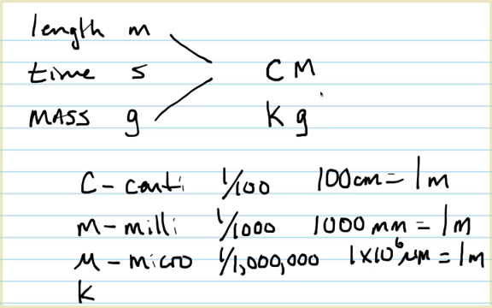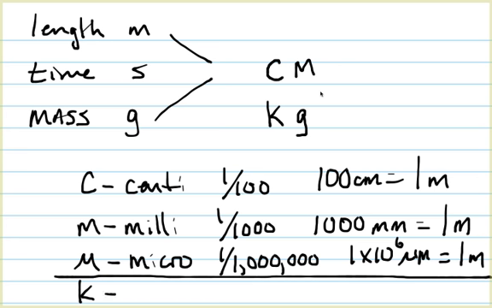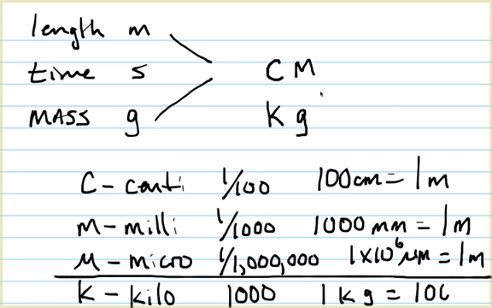Now kilo is the only one of this group that is going to make the unit bigger. If I put the prefix of kilo, that means 1,000. So 1 kilogram would equal 1,000 grams. So you see that centi, milli, and micro are less than the base unit. The prefix of kilo is bigger than the base unit.